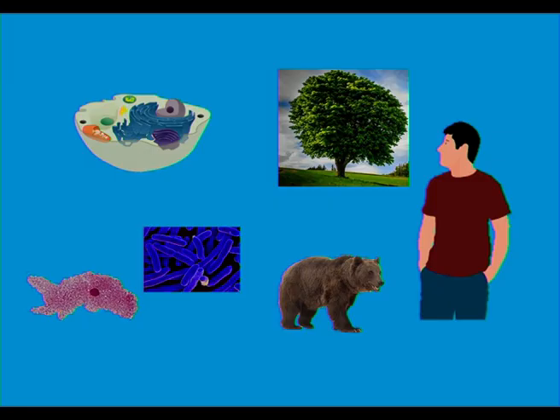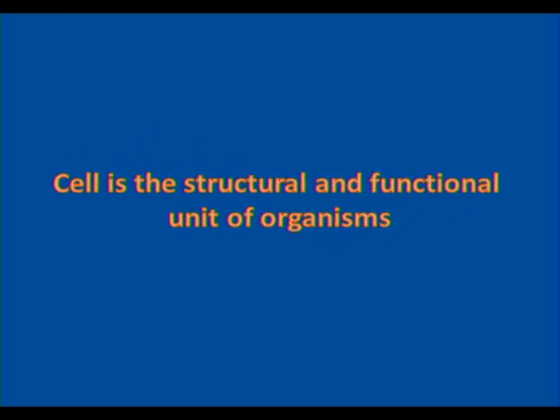Children, all organisms, amoeba, bacteria, animals, human, plants and trees are all made up of cells. Not only is the structure of these organisms made up of cells, but the functions pertaining to these organisms also occur in cells. That is why the cell is called the structural and functional unit of organisms.